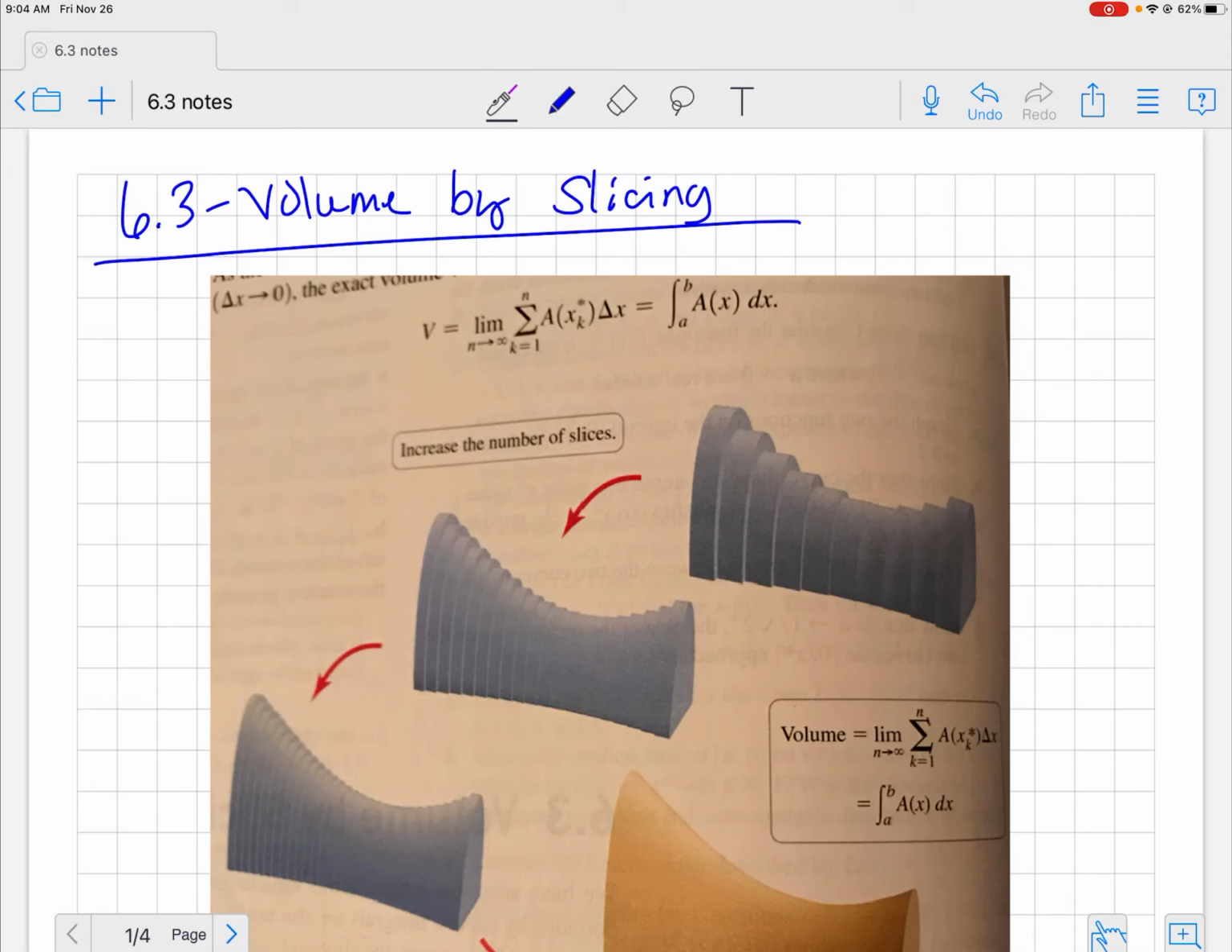Okay. So we're actually going to talk about two different ways to figure out volume. The first way we're going to do is by slicing. So that's going to be this section, volume by slicing. So far when we integrate, we talk about area under the curve. Now we're going to expand our thought here a little bit.